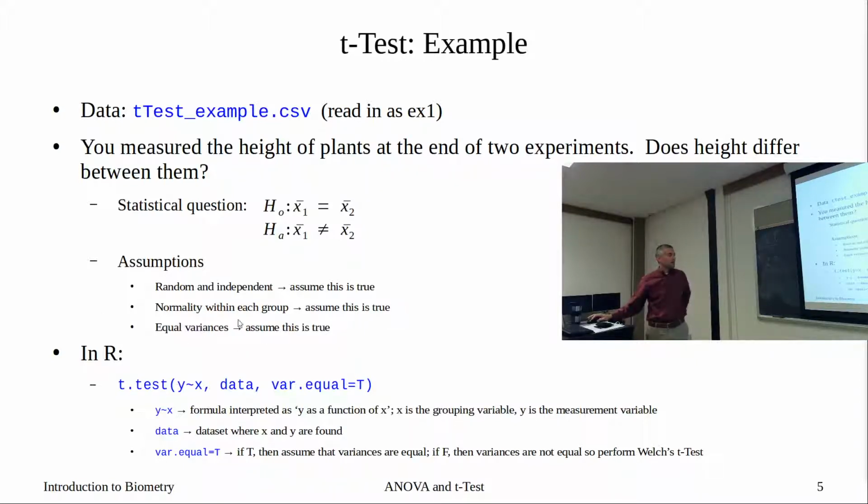And then second, our final assumption is that the variances of heights for each of our groups is equal. All right, we're gonna assume that that's true. So if all of these are true, then what we're gonna run is a t-test. How do we run a t-test? Well, using the function t.test. And this is how we're going to set it up right here.